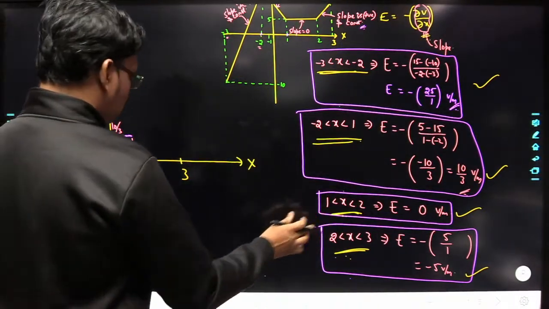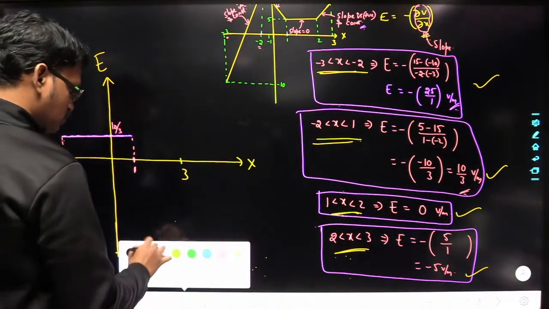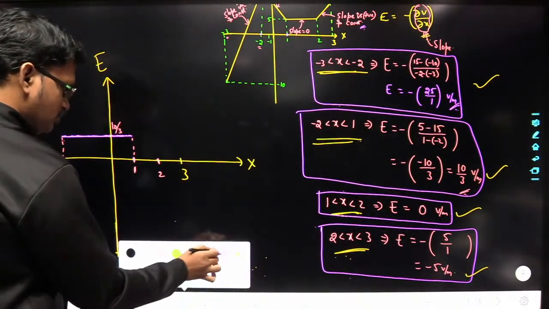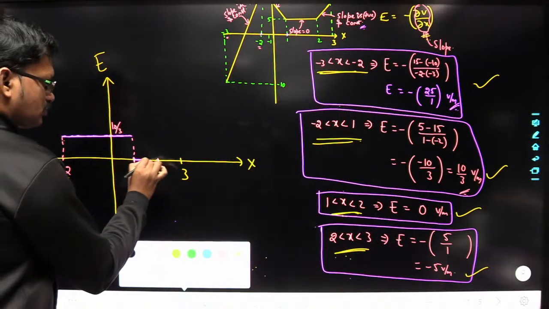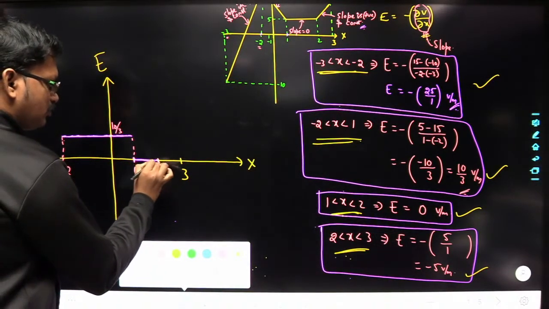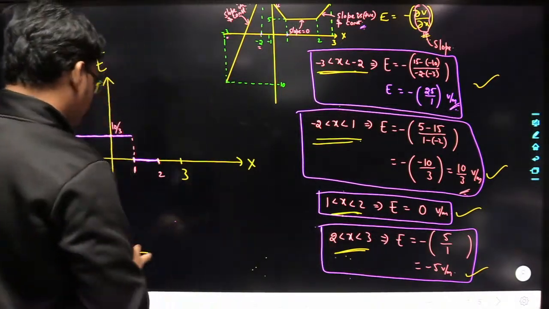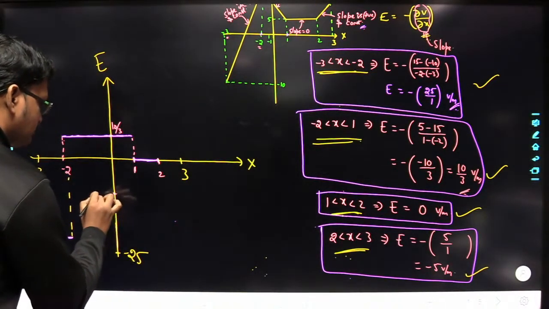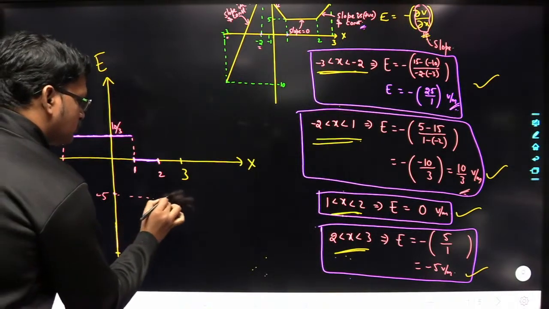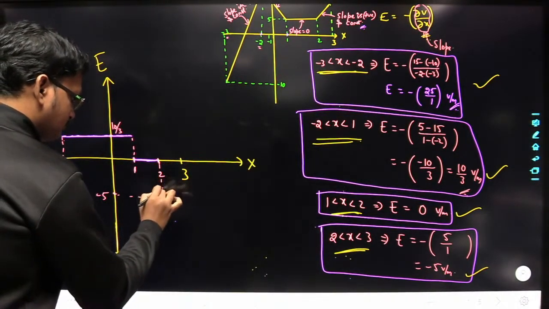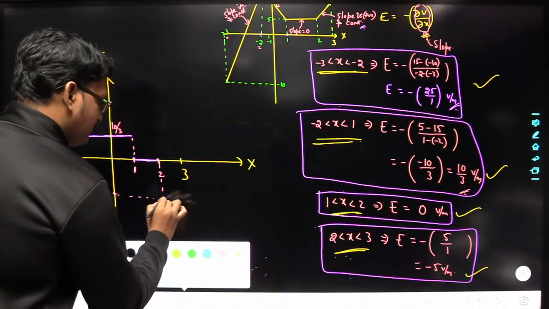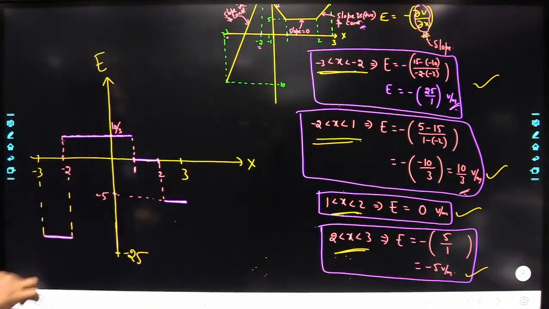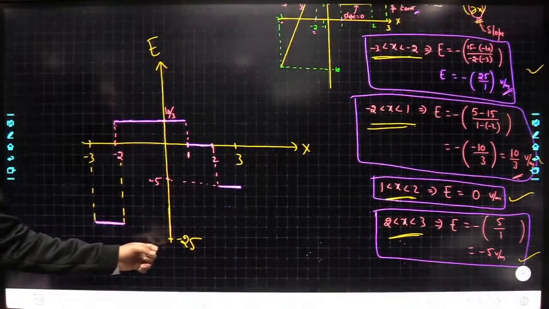Next, 1 to 2, electric field is 0. So between 1 to 2, the electric field is 0. Next, 2 to 3, the electric field is minus 5. So let us say this is minus 5. So from 2 to 3, the electric field will be minus 5. Understood? So this is the graph of electric field.